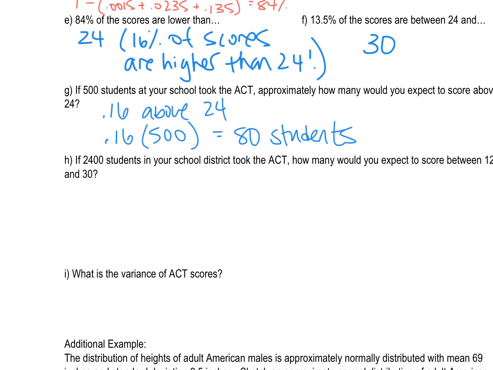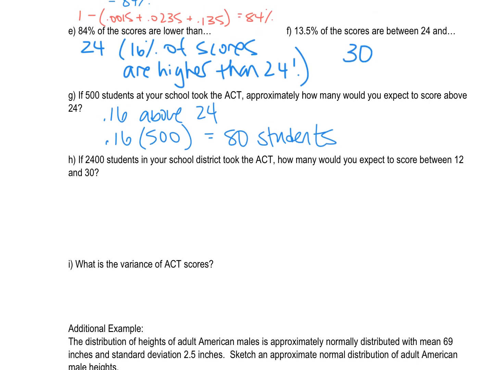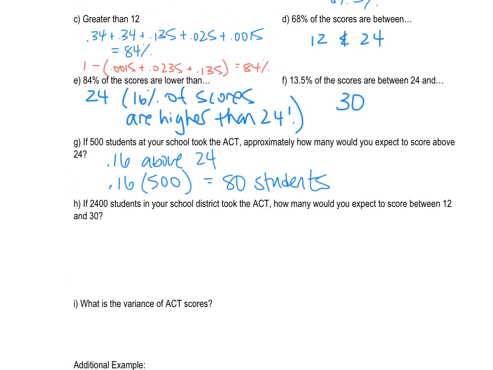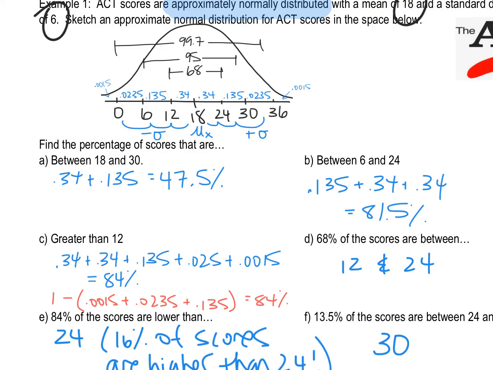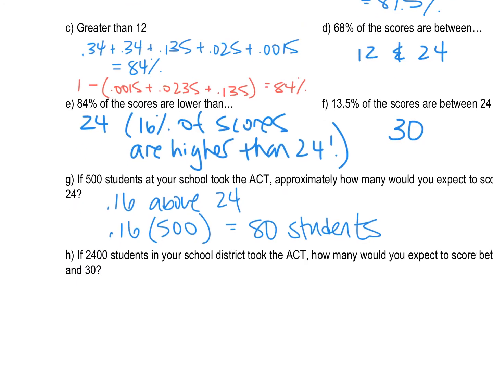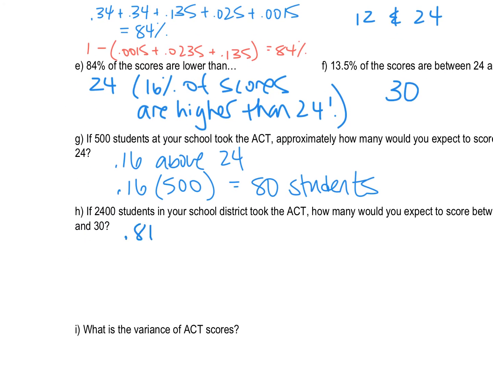If 2,400 students in the whole district took the ACT, how many would you expect to score between 12 and 30? So my percentage between 12 and 30 is my 68% plus the 13.5. So it's these three percentages being added up. And that equals 81.5%. So adding these three between 12 and 30, that's 81.5. So 0.815 times 2400 equals 1956 students.